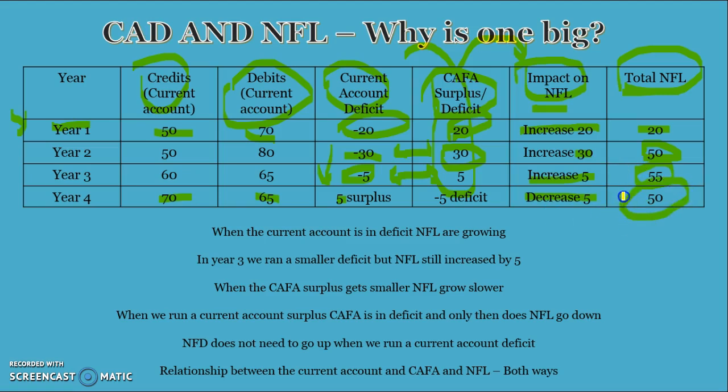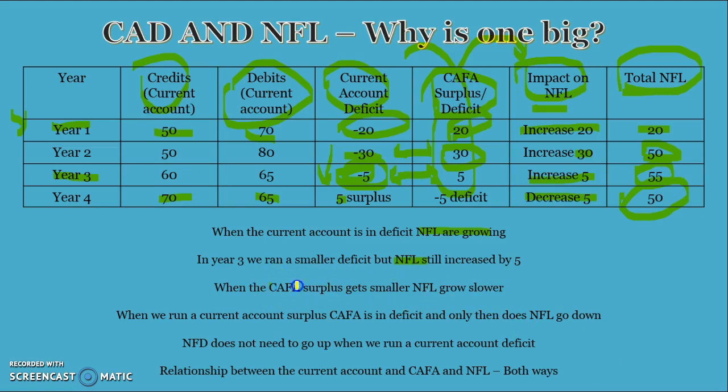So it's only in the last year when we have a current account surplus that our net foreign liabilities go down. If we just have a smaller current account deficit like we did in year 3, then it's just going to lead to our net foreign liabilities growing at a slower rate. So when the current account is in deficit, net foreign liabilities are always growing. In year 3, we ran a smaller deficit, but net foreign liabilities still increased by 5 because we still spent more than we earned.